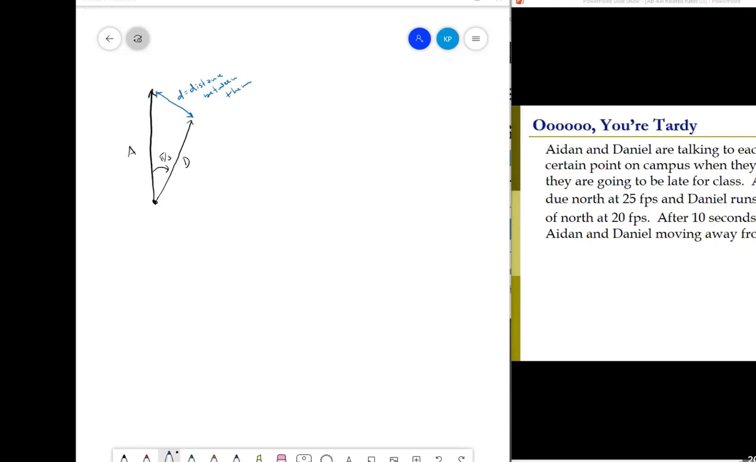Does anyone know what the relationship is between A and D and little d? Mr. Kim, would you have to use law of cosines? Yes, very good, Raul. So this right here, if you don't know, d squared, the little d, is equal to a squared plus big D squared minus 2AD cosine of pi over 3.